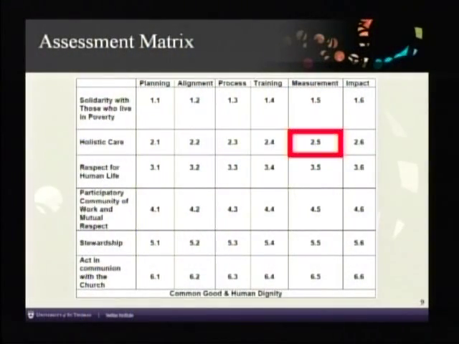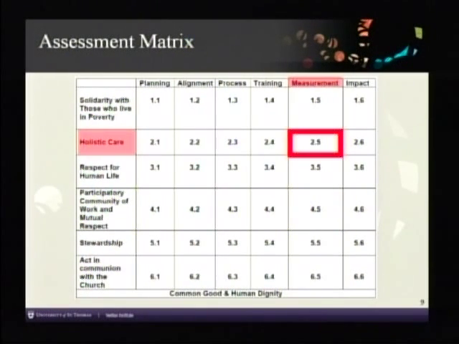Answering the questions in a given cell helps the organization determine how effectively it is addressing one of those implementation tasks for a given principle. So, for example, answering the questions within cell 2.5 enables the organization to determine how effectively it's taking on that measurement task for the principle of holistic care.